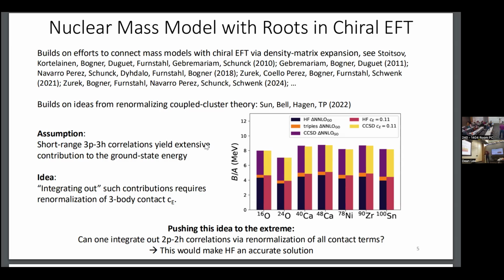Now if that is working, you might push this to the extreme and say, can we integrate out 2 particle 2 hole correlations and just solve Hartree-Fock and then be happy? So this is the idea. We renormalize all short-range contacts, and then this would make Hartree-Fock, or maybe better GCM, work, and only long-range physics would be needed to get a solution. The idea is to get a mass model based on Hartree-Fock with roots in QCD, because we would start from chiral interactions.